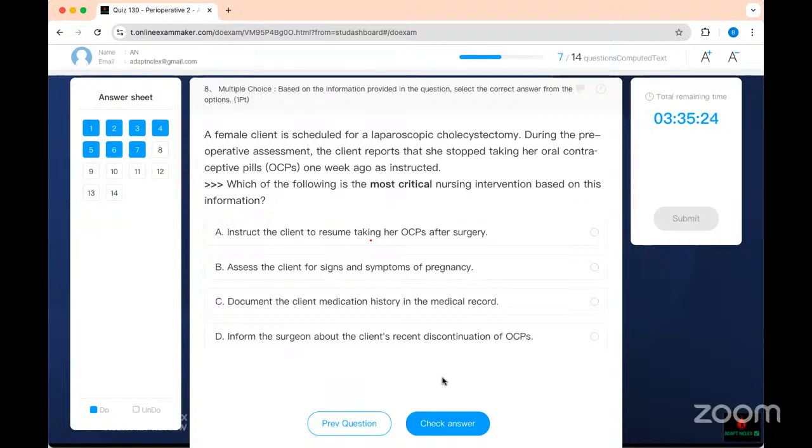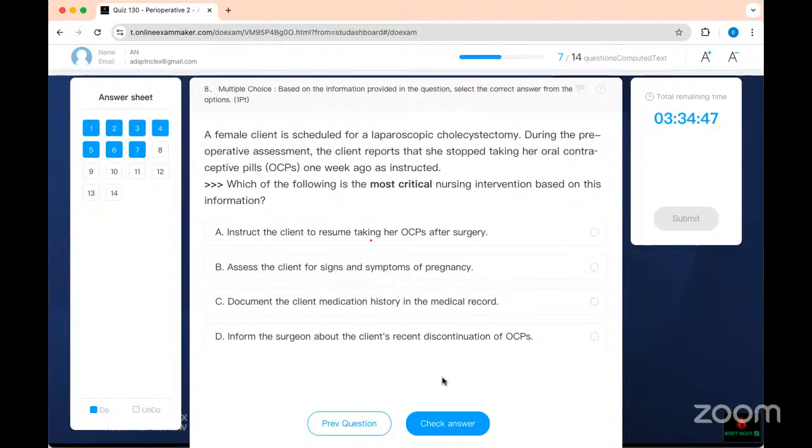Okay, so I talked about it because it's one of the questions we ask for a patient in the perioperative period, which is very, very important. Which of the following is the most critical nursing intervention? That means the priority, right? Based on this information, a female client is scheduled for laparoscopic cholecystectomy. That means removal of a gallbladder. During the perioperative assessment, the client reports that she stopped taking her oral contraception pills 1 week ago. So her birth control, she stopped taking it.